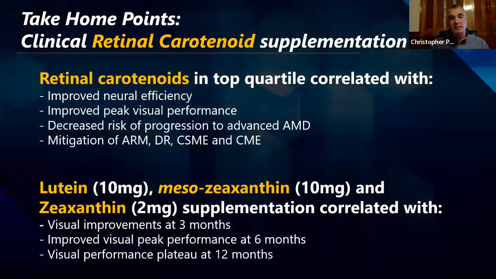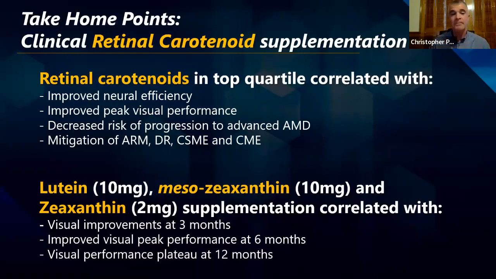So here we go into some of the take homes. Retinal carotenoids, you can see the top quartile. If I can get them as high as I can get them, peak neural efficiency, peak visual performance, so decreased glare sensitivity, better photostress recovery, better contrast sensitivity, and I can have mitigation of inflammatory retinal conditions, mitigating central serous, cystoid macular edema, clinically significant macular edema, age-related maculopathy. I can have positive impacts at the retinal level.